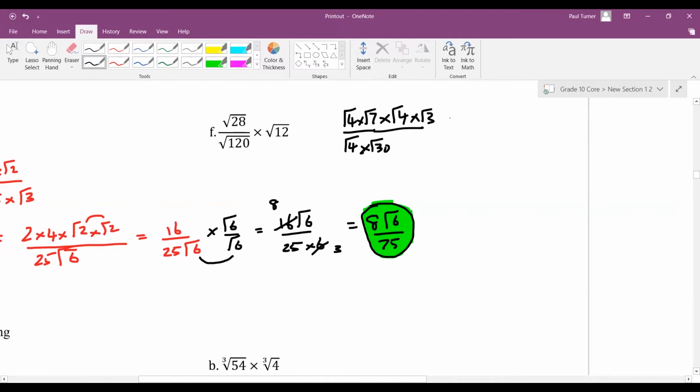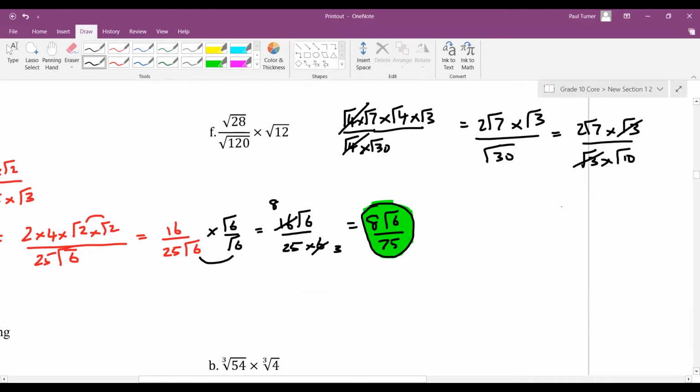2 root 7. Well, actually, what you could do is cancel the root 4 and the root 4. You can do that. We'll get rid of that. So root 4 is 2. 2 root 7 times root 3 on root 30. But root 30 is root 3 times root 10. We'll do that so we can cancel with the root 3 here. So 2 root 7 times root 3 on root 3 times root 10, like that. So then the root 3 will cancel. You'll get 2 root 7 on root 10.